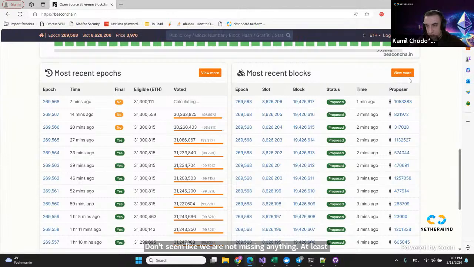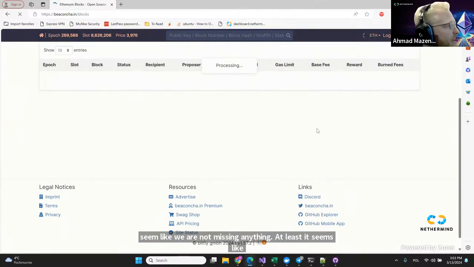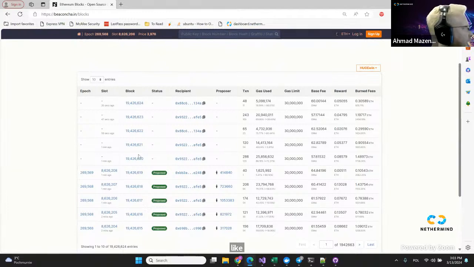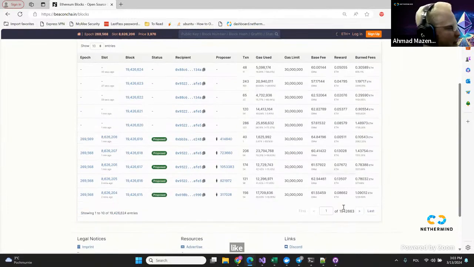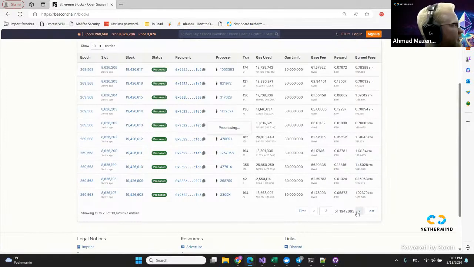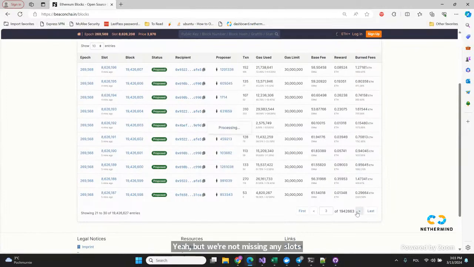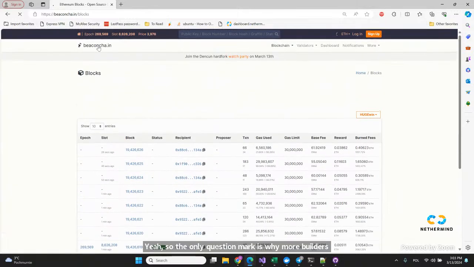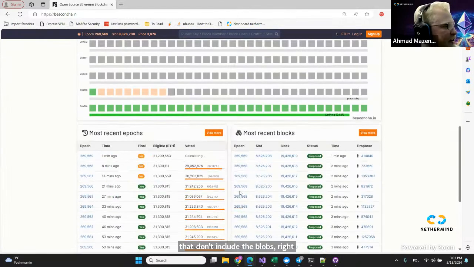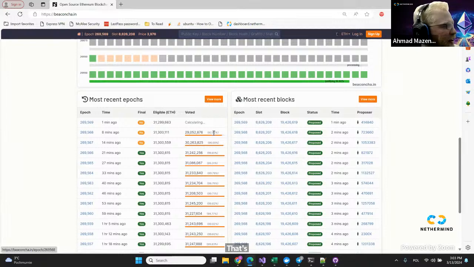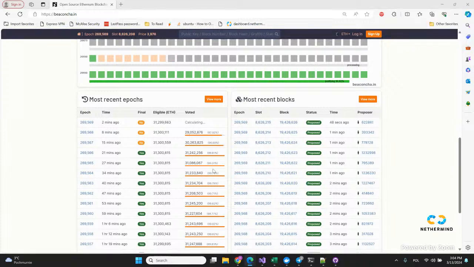At least it seems like. I mean, attestation participation will show on beacon chain in a bit. Yeah, but we're not missing any slots. So the only question mark is why more builders don't include the blobs, right? It seems like either builders are not capable of including blobs, or there are no blobs on mainnet. Yeah, either or, which is unlikely.